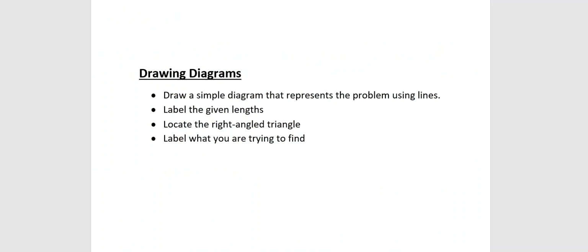Before drawing a diagram, we'll just go through these few points. When drawing a diagram, draw a simple diagram. Don't make it too complicated. That represents the problem, and use lines. It makes it easier. Label the given lengths. So if there are any measurements given in the question, label them. Locate the right angle triangle in your diagram. When we're working with Pythagoras or trigonometry, we have to have a right angle triangle somewhere to work with. So locate that. And then label the length or angle or whatever it is you're trying to find, so you can see it clearly. I am trying to find this particular thing.